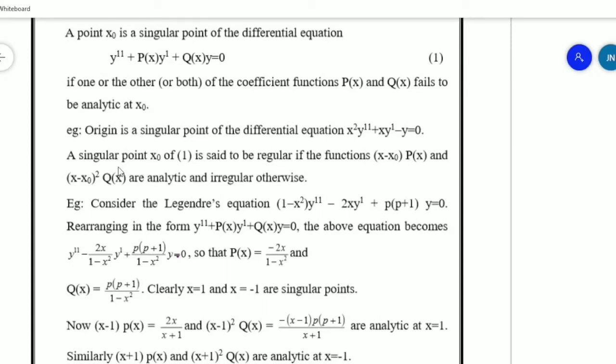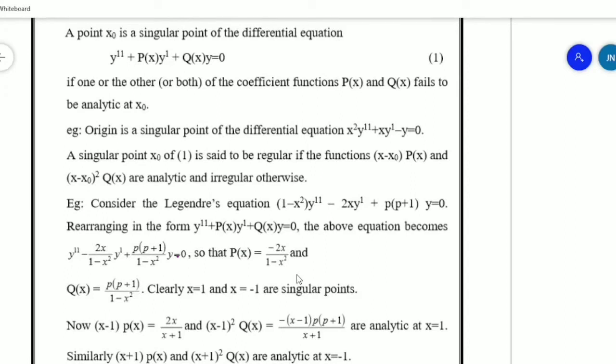Consider Legendre's equation (1 minus x squared) y double dash minus 2x y dash plus p(p plus 1) y equal to 0. Rearranging this equation in this form, you will get y double dash minus 2x by (1 minus x squared) y dash plus p(p plus 1) by (1 minus x squared) y equal to 0. Here p of x is minus 2x by (1 minus x squared) and q of x is p(p plus 1) by (1 minus x squared).